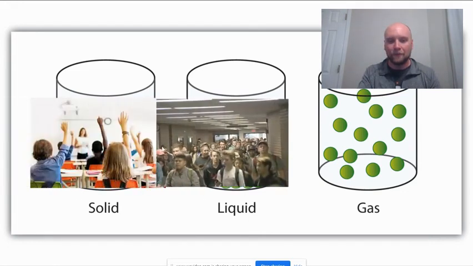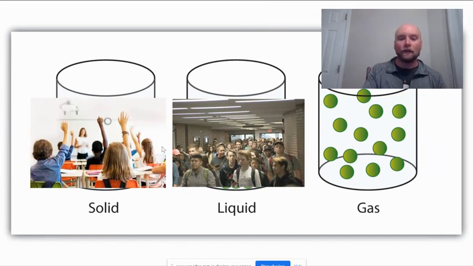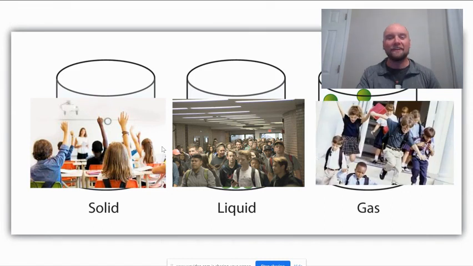Liquid would be like when you're going through the hallways. You guys are still confined to the walls. You guys have your spaces you have to go to, but there's a little bit more flow. There's a little bit more energy as you're going from one place to the next. And then gases are the end of the day. You guys leave the building and you spread out in every which direction to get out of here. So that's one way you could think about how solids, liquids, and gases work.